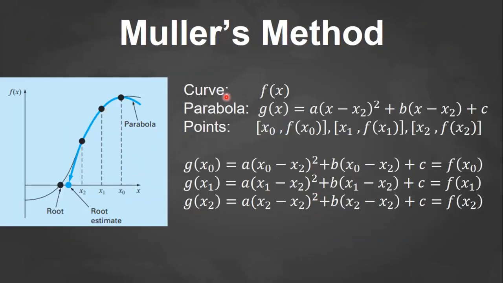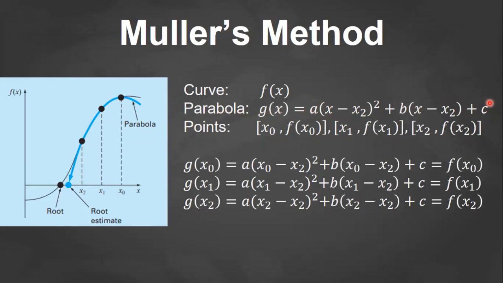So given a curve f of x, how can we determine the coefficients of the parabola that passes through the 3 points? These 3 points, x sub 0, f of x sub 0, x sub 1, f of x sub 1, x sub 2, and f of x sub 2, which corresponds to these points. So how can we determine the coefficients of this parabola? Okay, let's use this parabola form. So how do we determine A, B, and C?